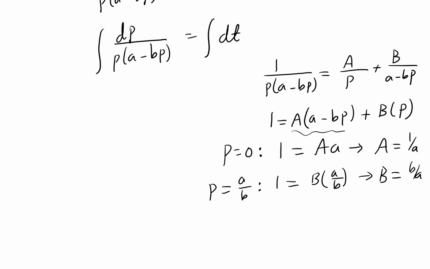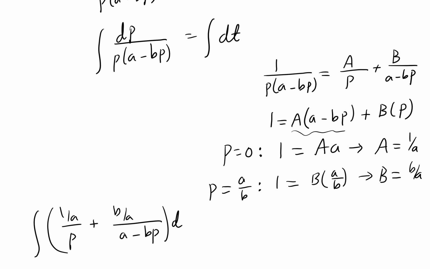So now down here, we can rewrite 1 over P times a minus bP as 1 over a over P plus b over a times a minus bP. This is the left-hand side, and the right-hand side stays the same.